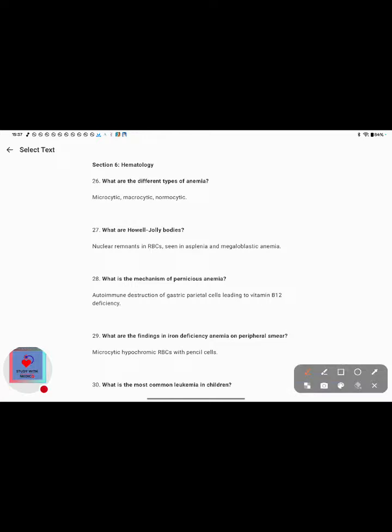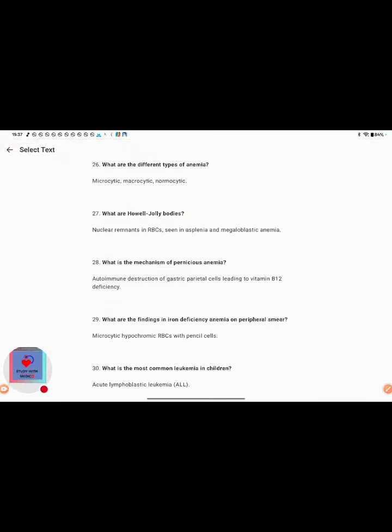Hematology, what are the different types of anemia? Microcytic, macrocytic, normocytic. We can further divide it into detail. We'll discuss it. I think I'm live. So these are the important viva questions. What are different types of anemia? Classification is important, not just micro, macro, normo. You have to tell the proper detailed classification.